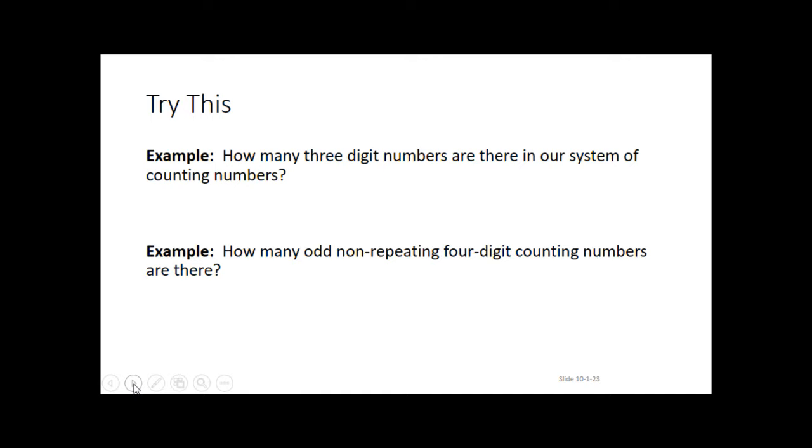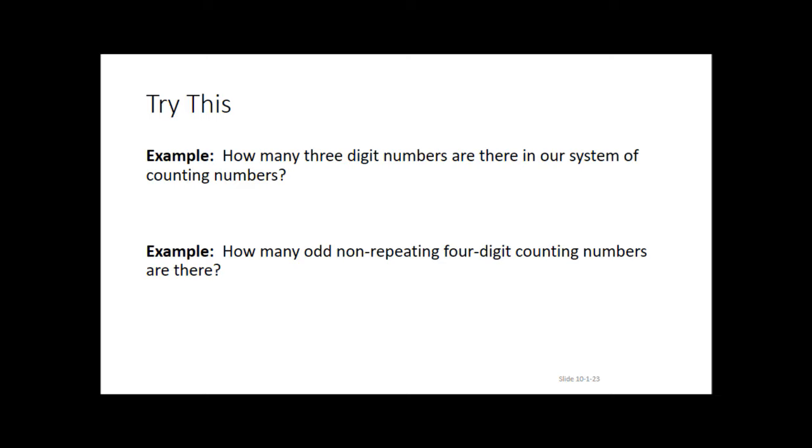Okay, so this would be good if you could pause for a minute and try to answer these questions for yourself before I talk about it. It says, how many 3-digit numbers are there in our system of counting numbers? And how many odd, non-repeating 4-digit counting numbers are there? I hope you could take a good guess at the first one right now using the fundamental counting principle. But that second question, you can see how complicated it can get. So we'll discuss that one together.